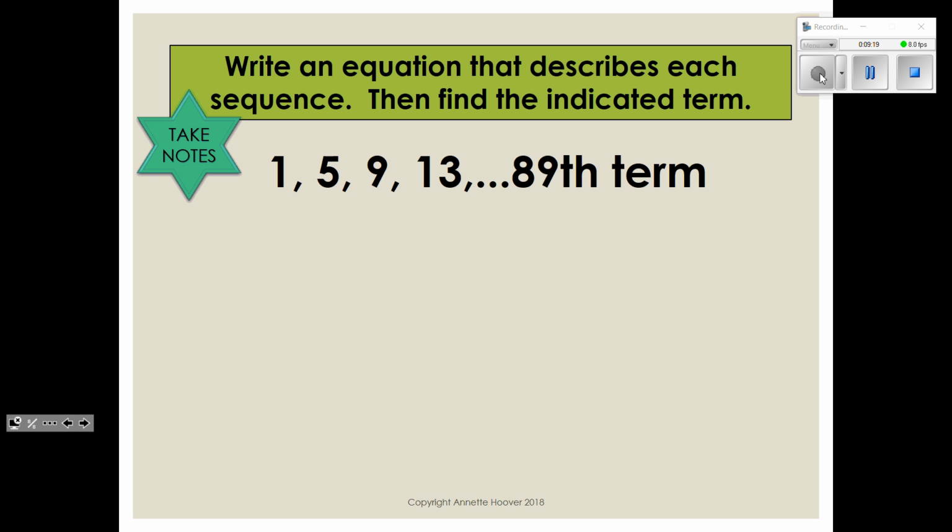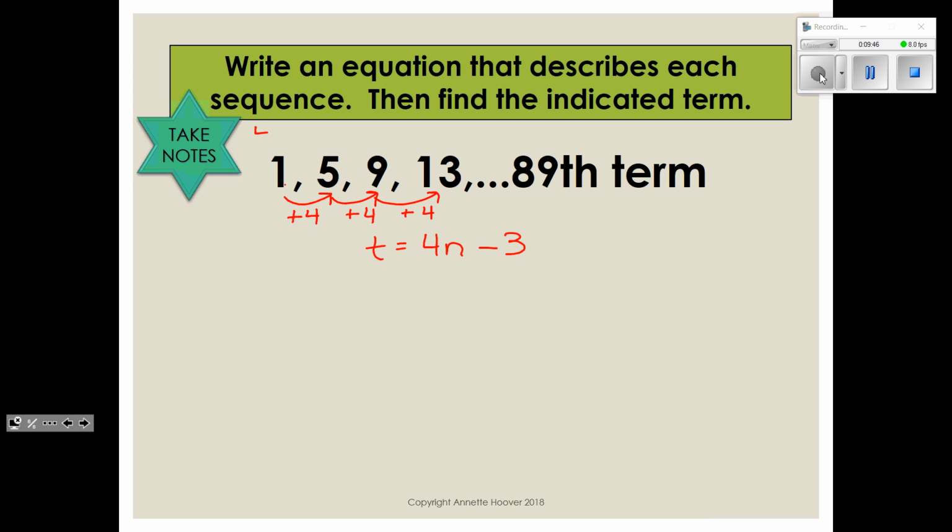Okay, this one's on your notes. What am I counting by is your first question. If you look here, each time I'm going up by 4, so I'm counting by 4s. So when I write my equation, I start with t equals 4 times n. Second question, did I start counting on 4? No, I started on 1. 1 is 3 less than 4, so I have to put a minus 3.